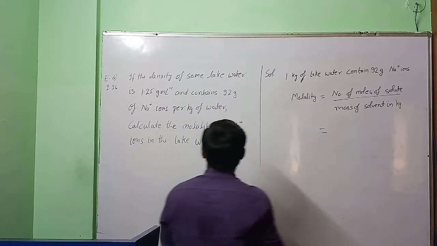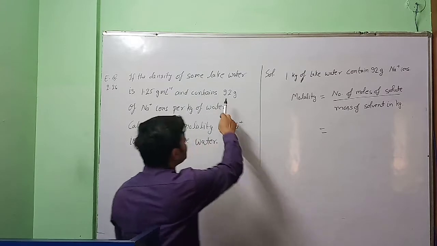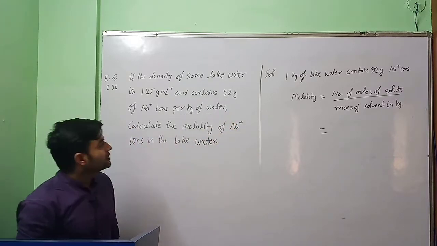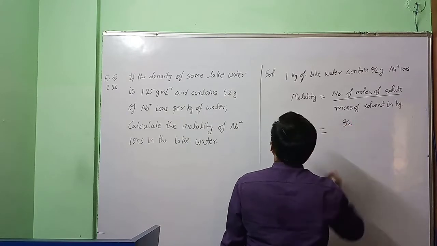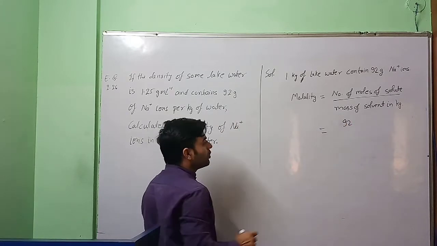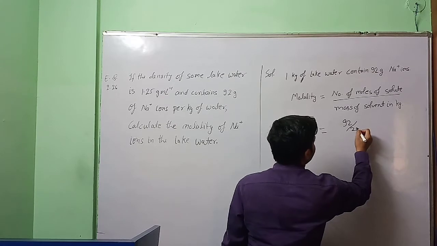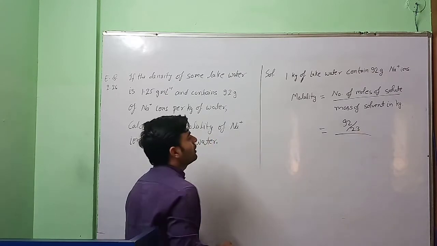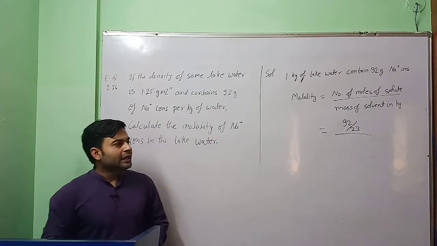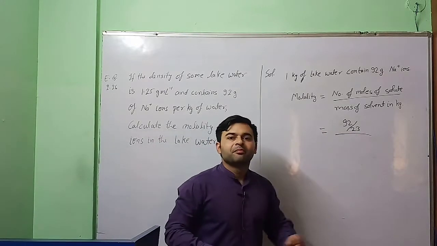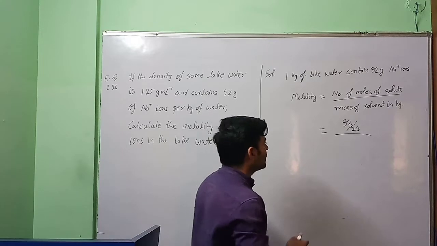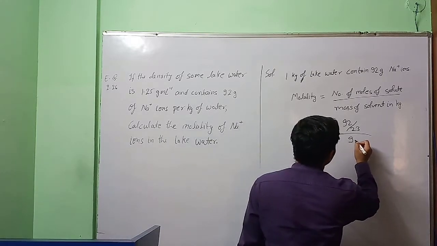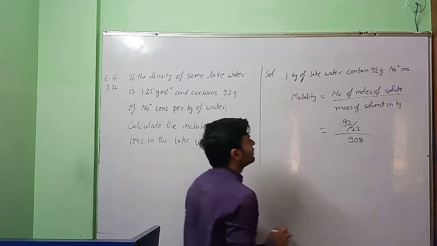Now number of moles of solute, here solute is sodium positive ions. Number of moles is given by given mass upon molar mass. Molar mass of sodium is 23. Now in 1 kilogram water 92 gram is sodium, so remaining 908 grams will be water. So mass of solvent will be 908 gram.